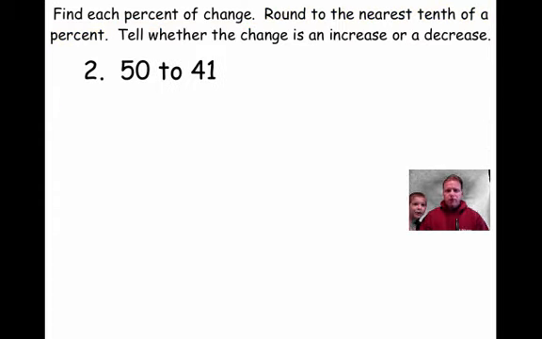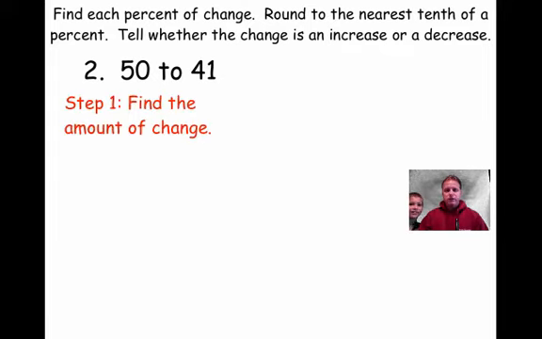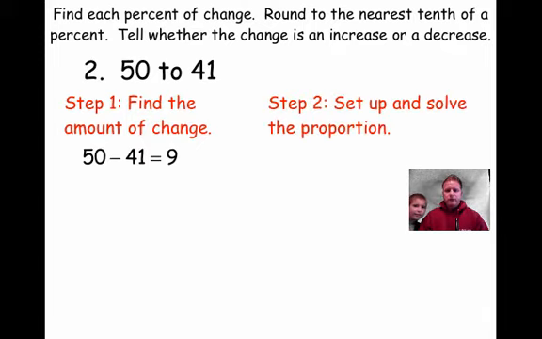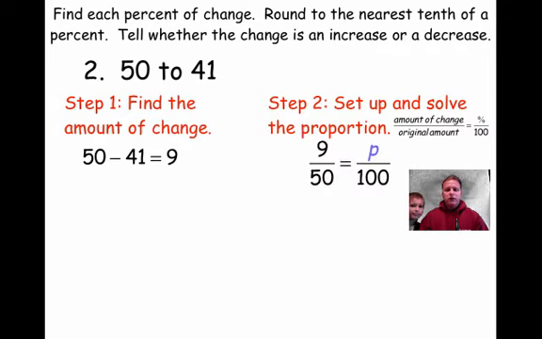First thing we need to do is find the amount of change. Which is 9. Very good. 50 minus 41 is 9. Then we're going to set up and solve our proportion. Remember, it's the amount of change over the original amount equals percent over 100. So we'll have 9 over 50 is equal to P over 100.